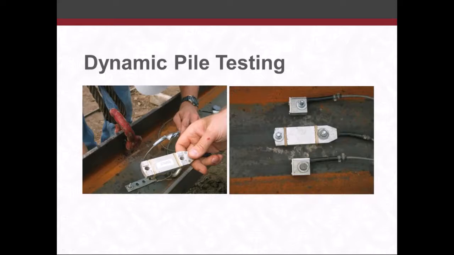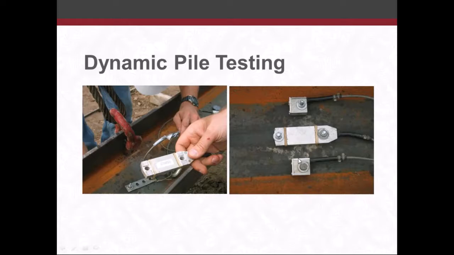And these are typically going to be installed 1 to 3 pile diameters below the top of the pile. So it's important during the pile test to make sure the test piles are a little bit longer than the production piles to allow for dynamic testing.